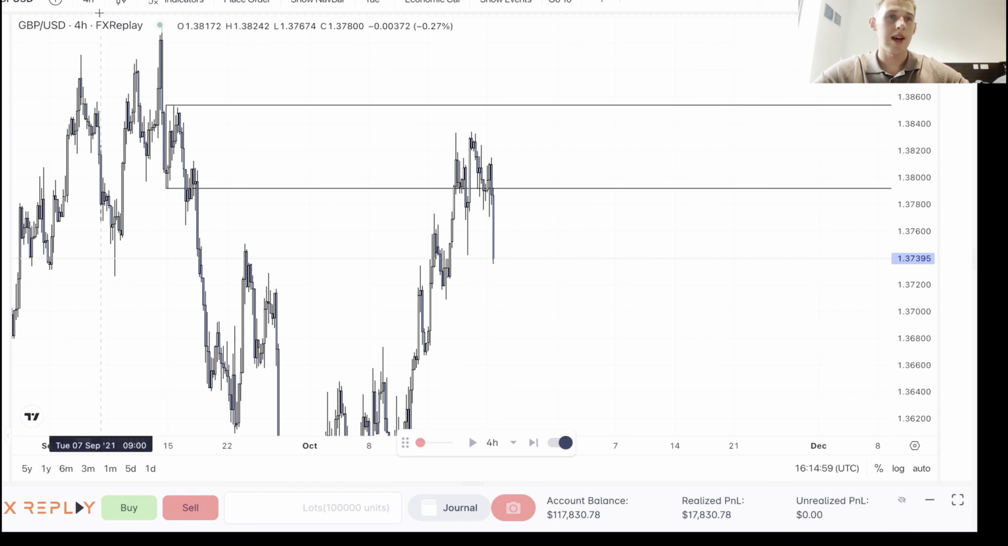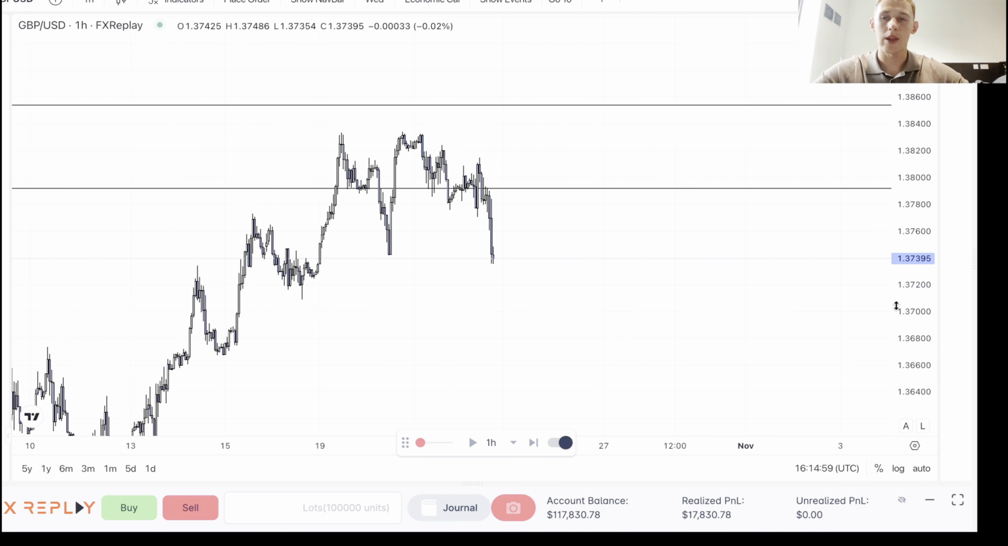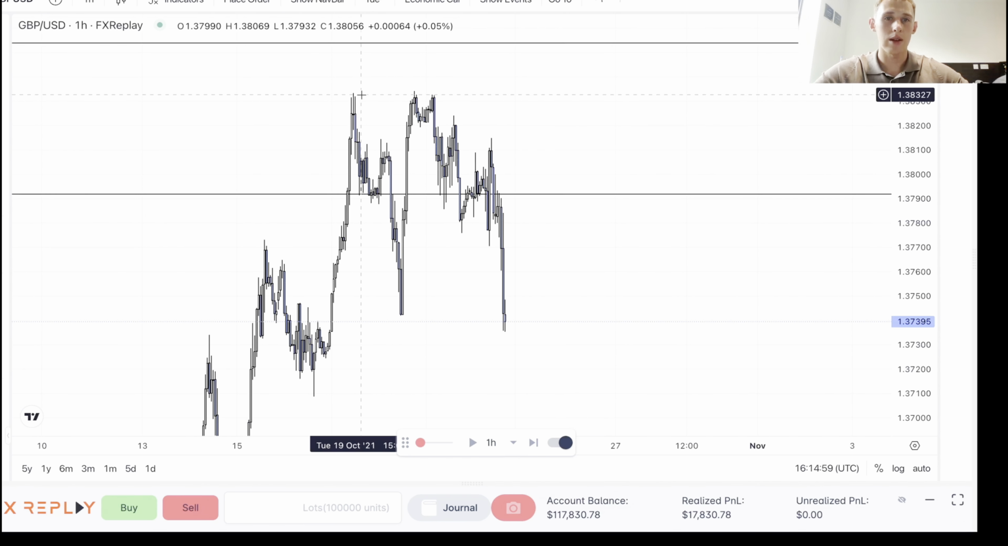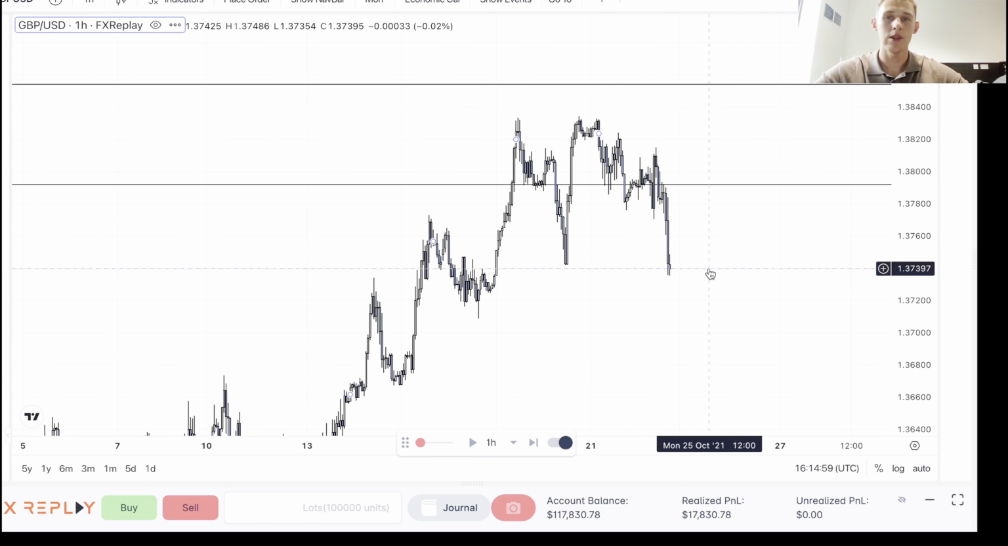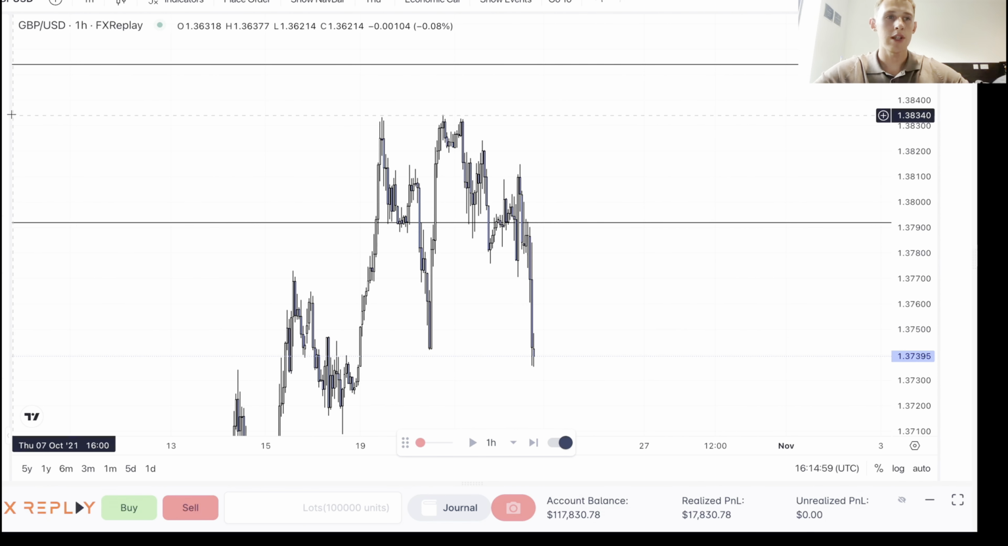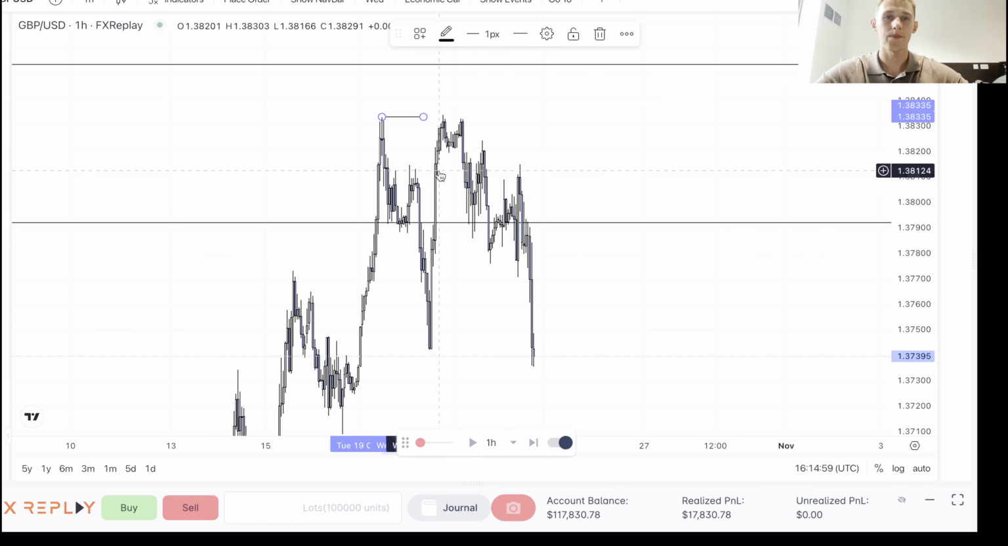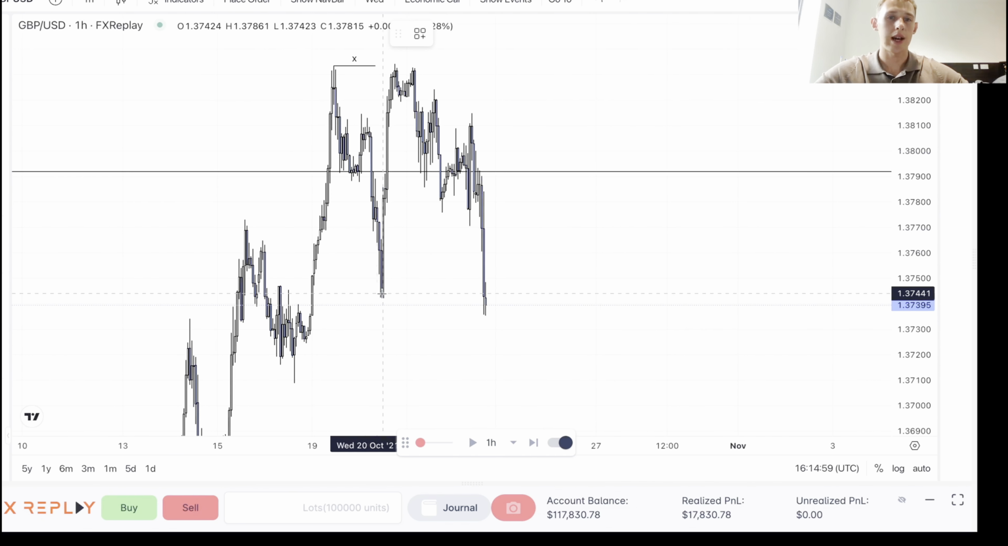In addition to that, we can see that the 4 hour and the 1 hour have once again gone from this bullish structure into this bearish structure. So if we just mark that on, we can see that price has given a sweep of this high. It then took out this low, forming a lower low. So what we're looking for now is a pullback to an area where we can then look to sell from.